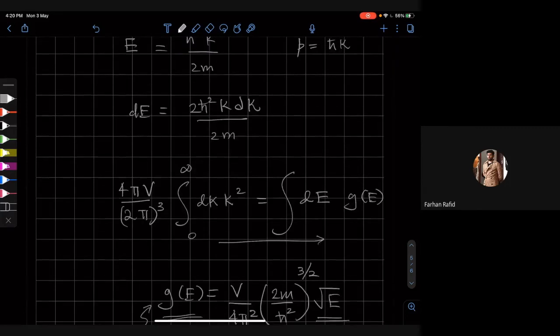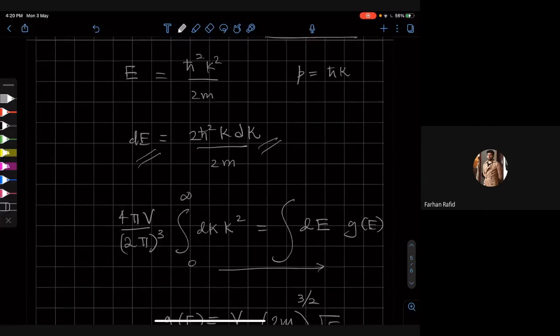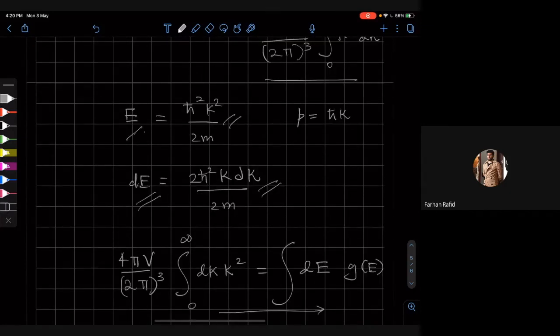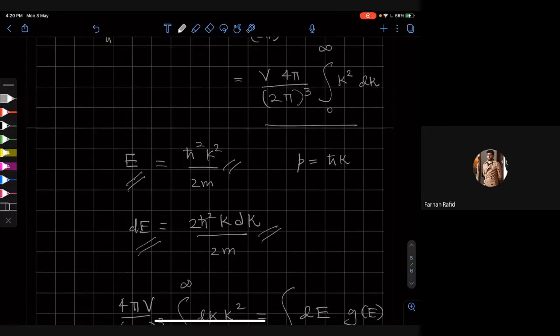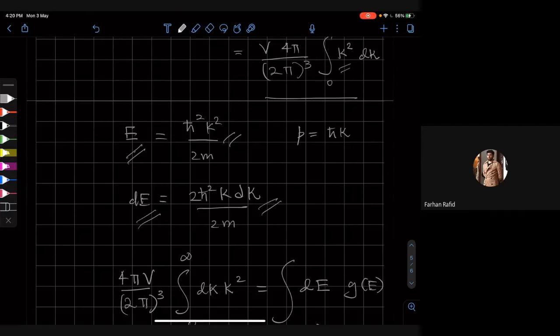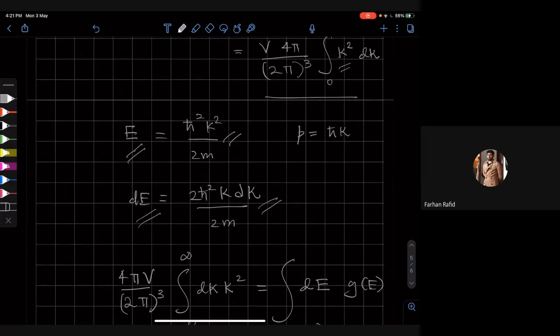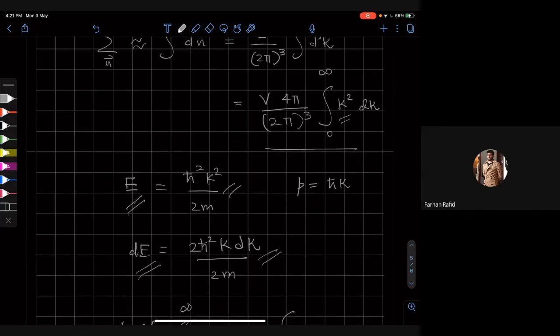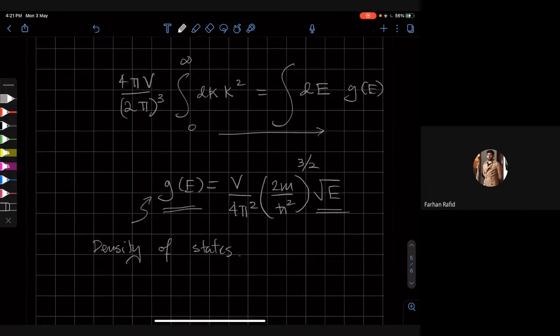So just to repeat, this is how we got from dk to dE, and this is how we got from k to E. And here we had k². So k² gave us a factor of E, and dk gave us a factor of dE by k. And k is square root of E, so there was a factor of E before, divided by square root of E, that's how we get a factor of square root of E, okay? Any questions?